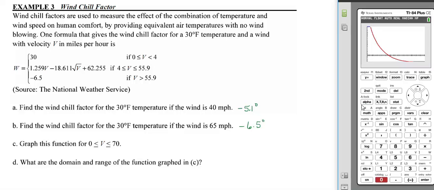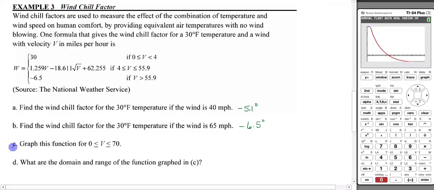All right, what are the domain and range of the function graphed in part C? Well, what we graphed, this is your domain. That's what your independent variable is given in the graph. So 0 to 70 and including those. And our range is going from a negative 6.5 at the lowest to a 30 at the highest.